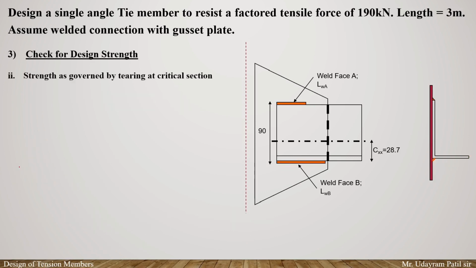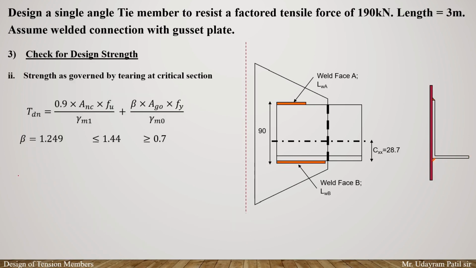So again TDN की इसमें input करते हुए, here the value of the ANC, that is the net area of the connected leg. Again here net area आपको consider करना है, but here there is no bolt hole. Therefore again net area will be equals to B multiplied by T.